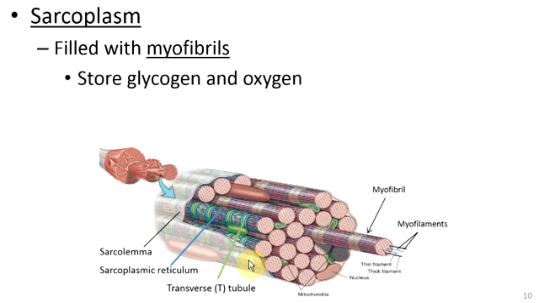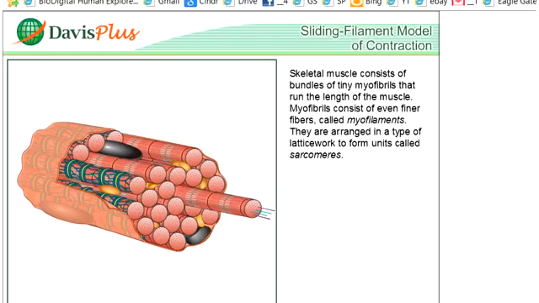They store glycogen and they store oxygen because the muscle needs glycogen for an energy source and needs oxygen for normal metabolism.